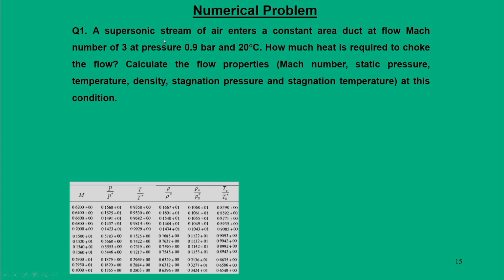The question that is given is that a supersonic stream of air enters a constant area duct at a flow Mach number of 3 at a pressure of 0.9 bar and 20 degree centigrade. The question asked is how much heat is required to choke the flow. Calculate the flow properties in the downstream. What properties do you need to calculate? The Mach number, static pressure, static temperature, density, stagnation pressure and stagnation temperature.